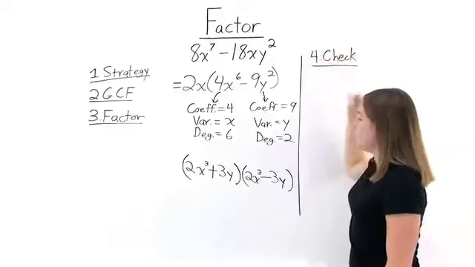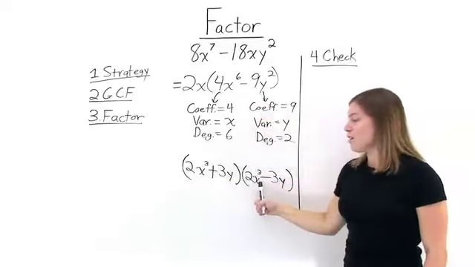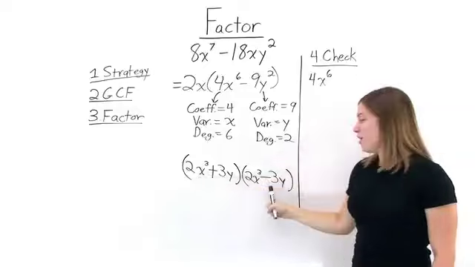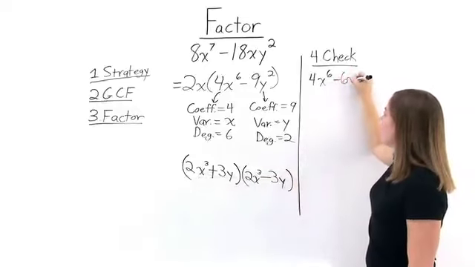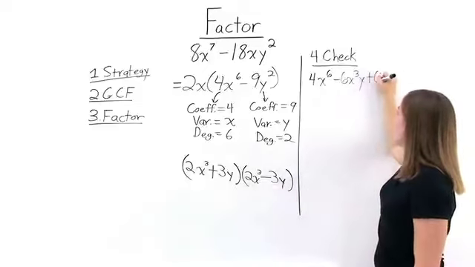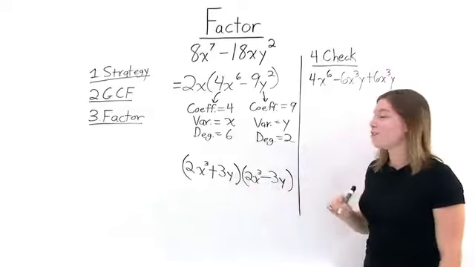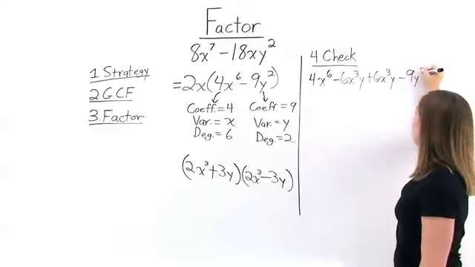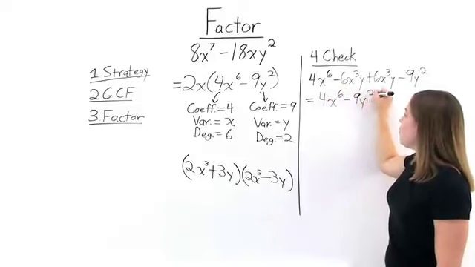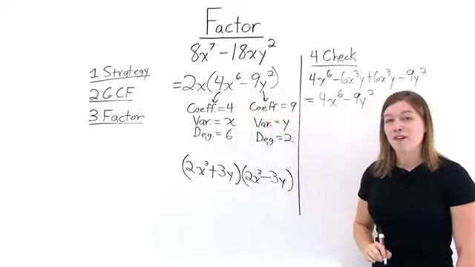So we need to multiply together these two binomials and see if we get this polynomial. Well, we take 2x to the third times 2x to the third, and we get 4x to the 6th. Then we take 2x to the third times a minus 3y, and we get minus 6x to the third y. Then we take 3y times 2x to the third to get a plus 6x to the third y. Then we take 3y times minus 3y, and we get minus 9y squared. When we combine like terms, we have 4x to the 6th minus 9y squared. Hey, this is our polynomial that was originally in our parentheses, so we know that we factored it correctly.